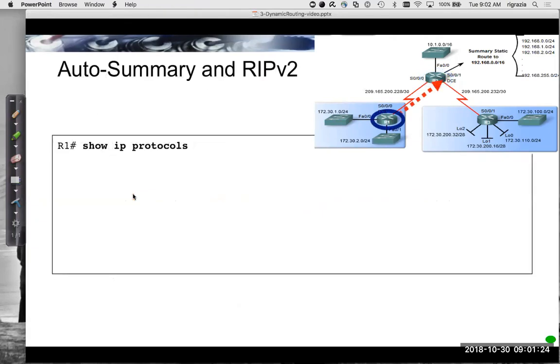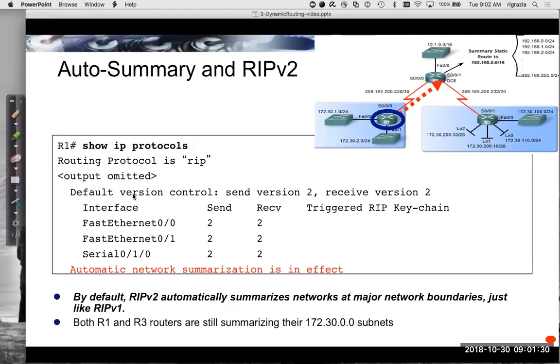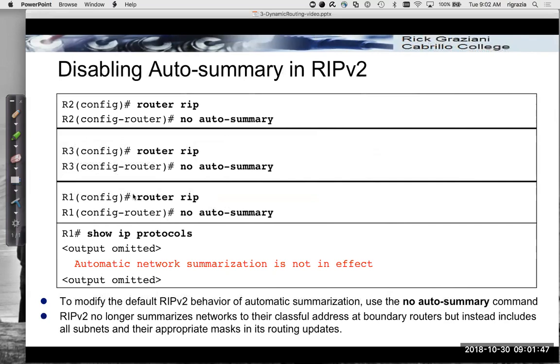Very simple. First, if I do show ip protocols, it does show that automatic summarization is in effect, which is the default on RIP version 2. Okay, so let's go ahead and disable automatic summarization. Very simple. We just say no auto-summary, and we're going to do that on all 3 routers. Now, if I do show ip protocols, it tells me that automatic network summarization is not in effect.